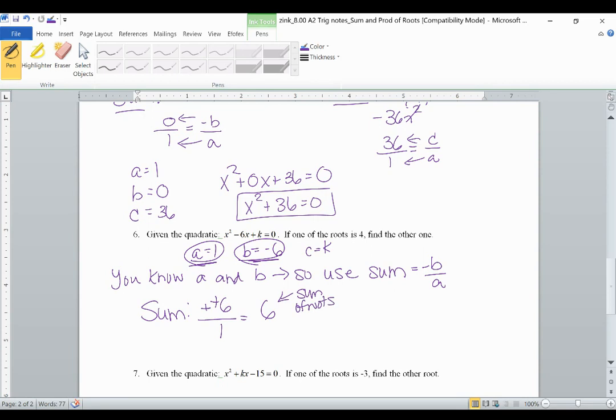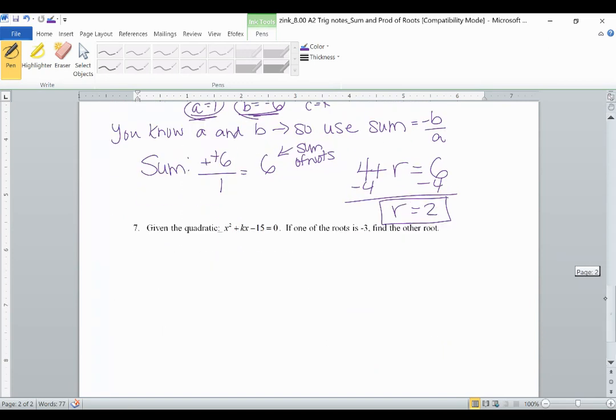If I know that my roots add to 6, then I know that one of the roots is 4. So 4 plus my other root has to give me 6. Well, solve for r. Subtract 4, and my other root has to be 2.